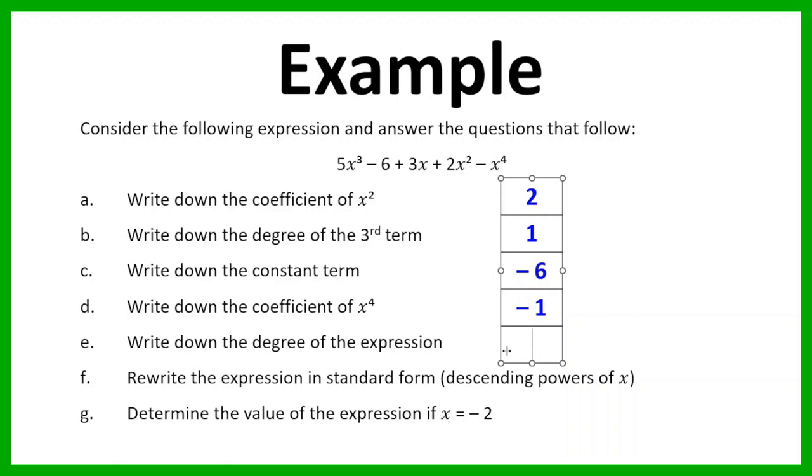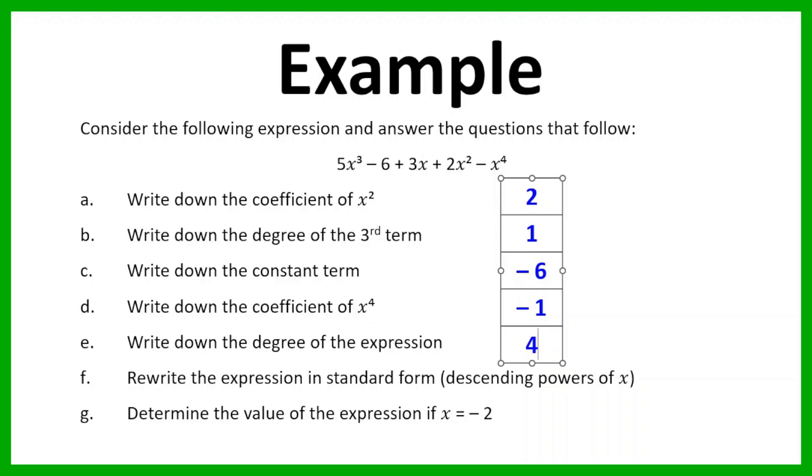Then I need to write down the degree of the expression. So to find the degree of the expression, I need to find, in this case, all of the terms only have one variable. So I'm just looking for the highest exponent, and that is 4 over there. So my degree of my expression is going to be 4. Now the next thing we're going to do is rewrite the expression in standard form, which means writing it in descending powers of x, and I'm going to show you how to do that now.